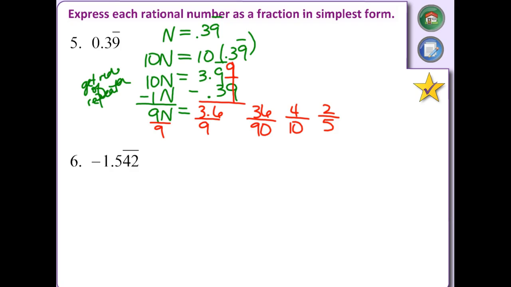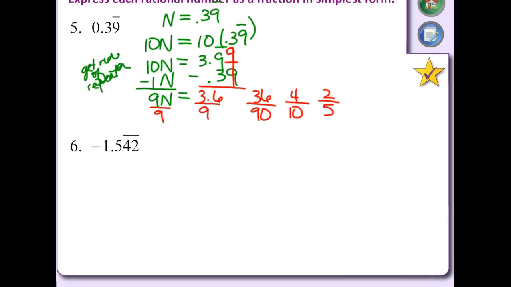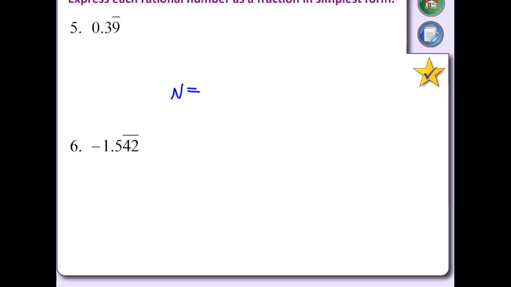Now, let's look at number 6. First of all, I've got a negative number, and then the second thing is I've got 2 decimal places out of the 3 decimal places that are repeating. So we're going to say N equals that number, negative 1.542, and our bar is over 42. So how many places are repeating? 2 places are repeating. Well, 2 places repeating is hundredths place, so we're going to multiply both sides by 100.